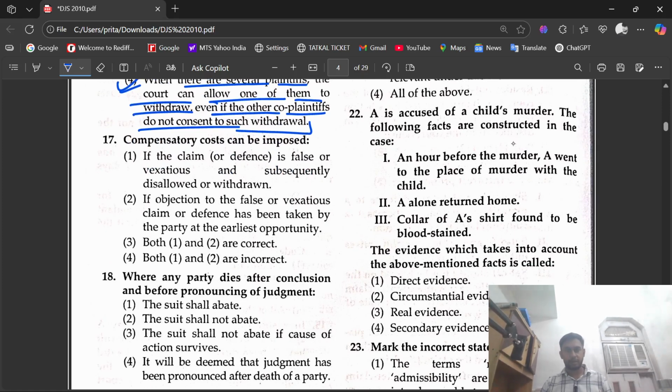Compensatory costs can be imposed if the claim or defense is false or vexatious and subsequently disallowed or withdrawn. If objection to the false or vexatious claim or defense has been taken by the party at the earliest opportunity. Both first and second correct. Both first and second are wrong. The right option is option third, that both first and second are correct.